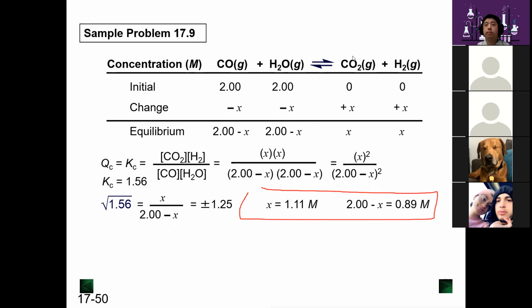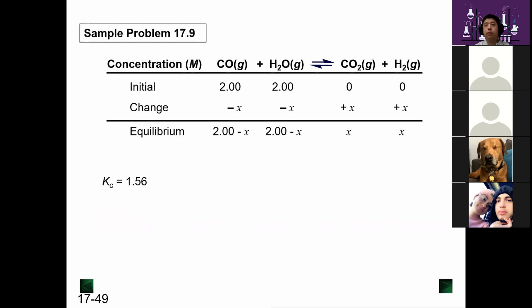What's the 0.89? That's this, because this is this value right here. Does that make sense? Oh, okay, yeah. Okay, does anyone else have any questions on this? Anybody need more time to copy it? Yes, the reactant equilibrium concentration is 0.89 and the product at equilibrium is 1.11.